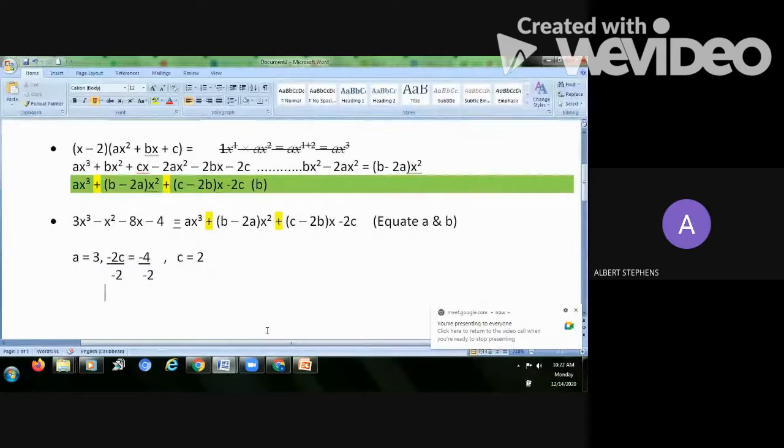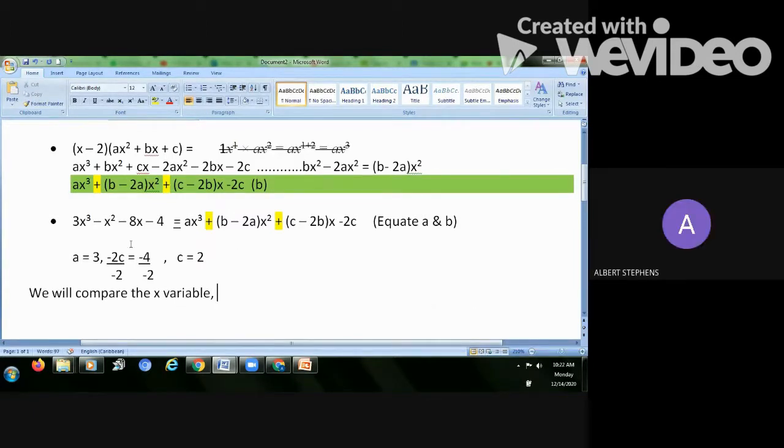All right, so therefore we will compare the x variable. All right, so basically that would be C minus 2b. So C minus 2b are going to equal to what? Negative 8.